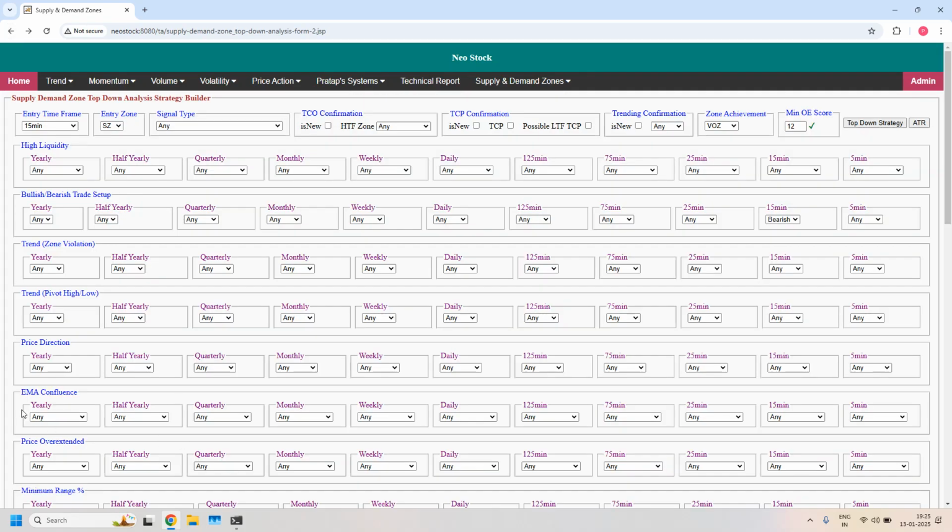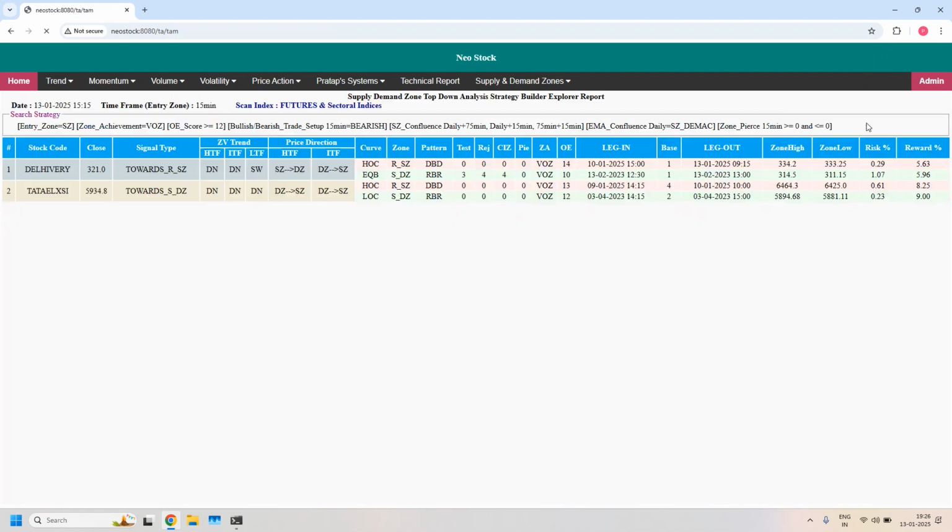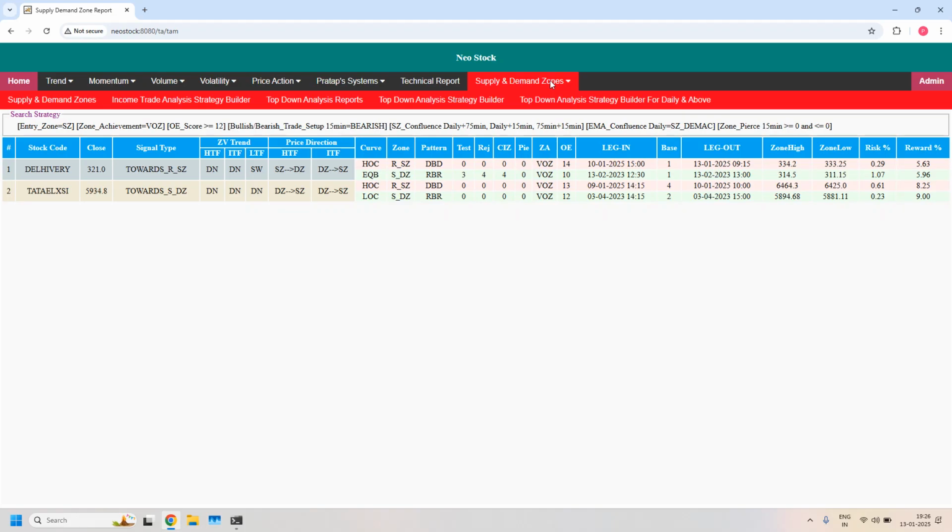Let's verify. In the EMA confluence daily time frame. Why daily? Because 15 minute supply zone together with 75 minute supply zone is part of the daily supply zone. That's why we are setting daily supply zone having daily EMA confluence. With this filter, we got 2 stocks. So these 2 are even more high probability trade setup supported supply zones, 15 minute supply zones. So this is about bearish trade setup for daily income trade. And in the final report, let us generate stop buffers based on daily ATR.